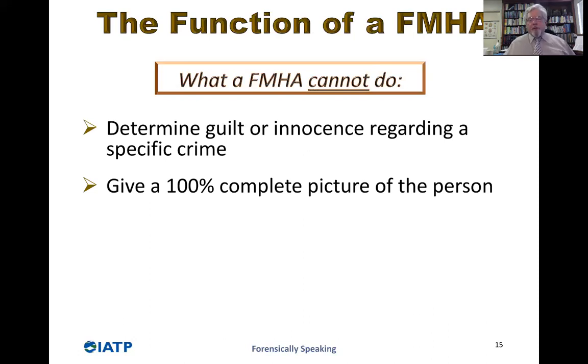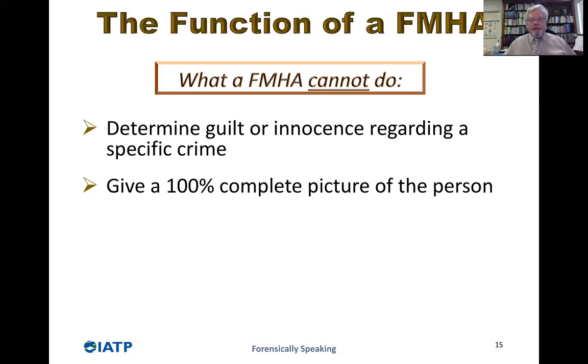Sometimes an attorney will ask, do you think so-and-so is guilty? Don't fall for that one. That's not your job. That's not my job to determine guilt and innocence. That's for the trier of facts. Instead, I can give evidence that will support one or the other, but they have to determine whether or not the final rendering is guilt or innocence.